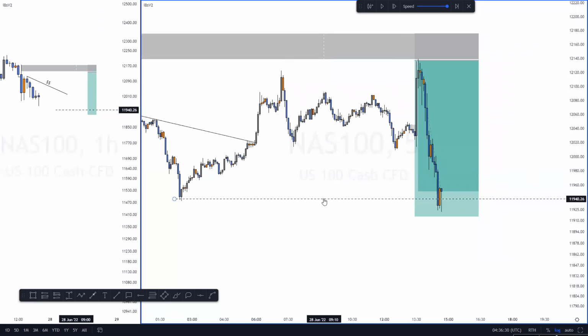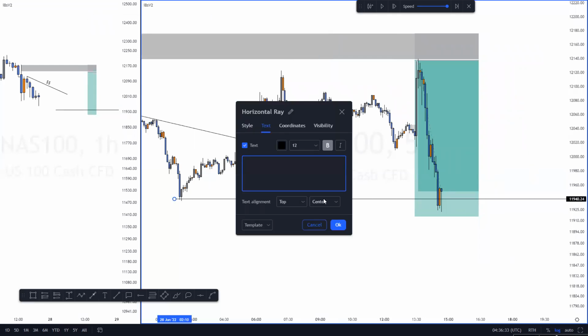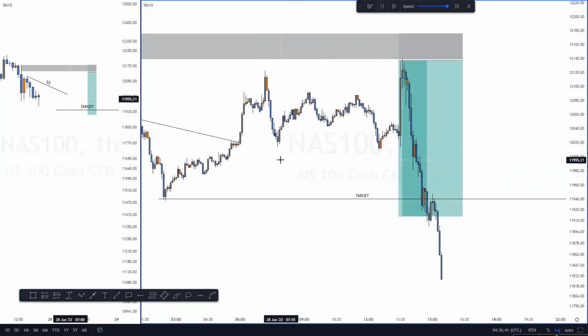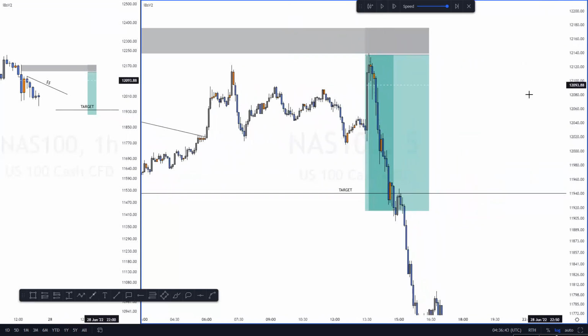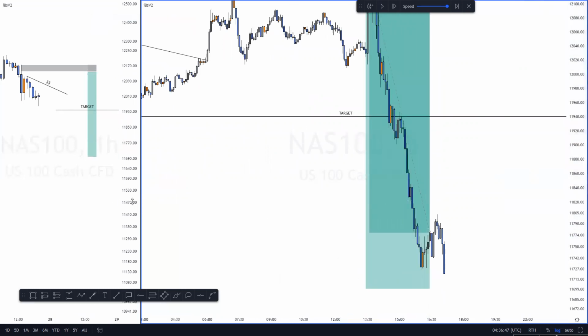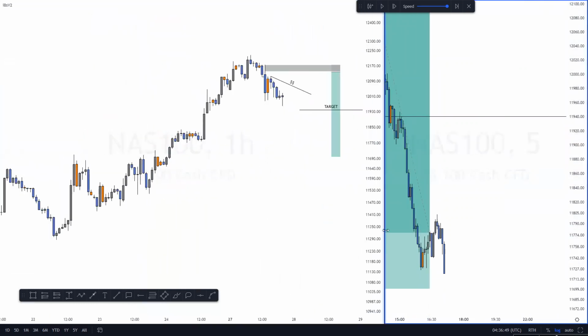Then we had to take partials. Let's just say target. This was our first TP, and we have to take partials, then let the rest start to go. Yeah. Now, this was a very, very beautiful trade. Now we're going to be seeing it on the bigger time frame to see how it actually played out for us.